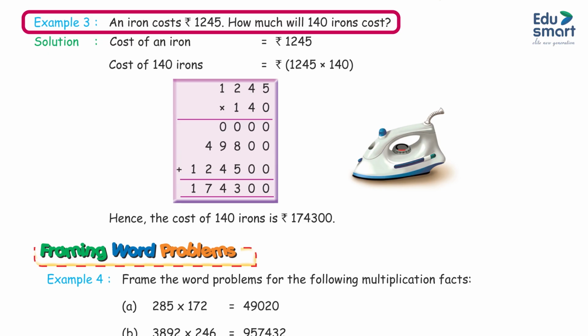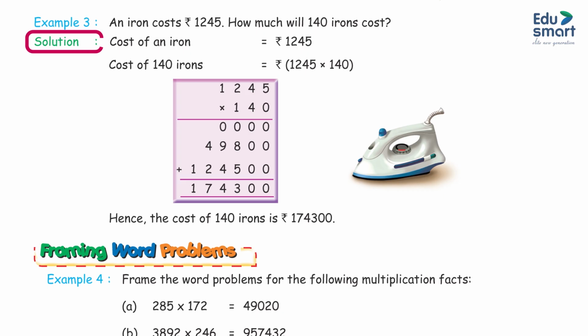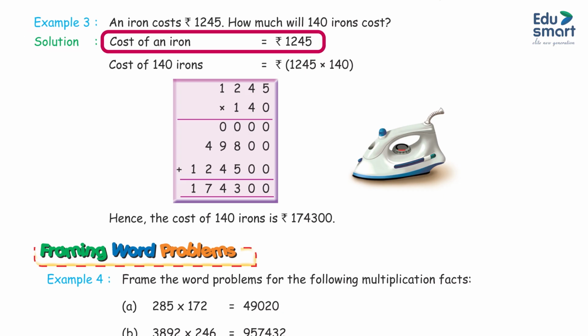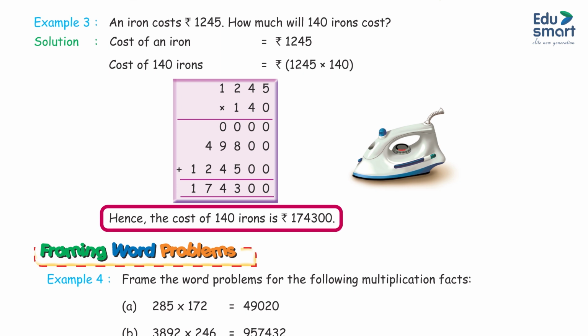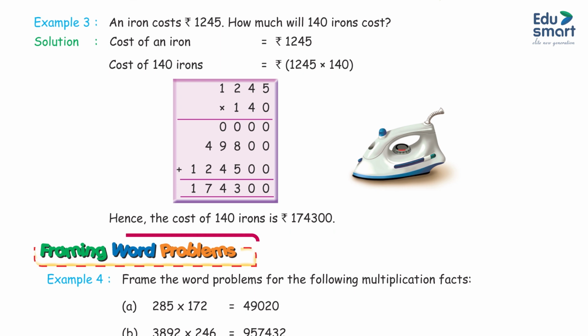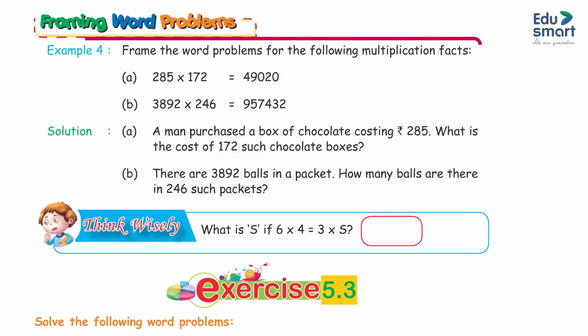Example 3. An iron costs rupees 1,245. How much will 140 irons cost? Solution. Cost of an iron rupees 1,245. Cost of 140 irons is equals to rupees 1245 into 140. Hence, the cost of 140 irons is 1,74,300. Framing word problems. Example 4.